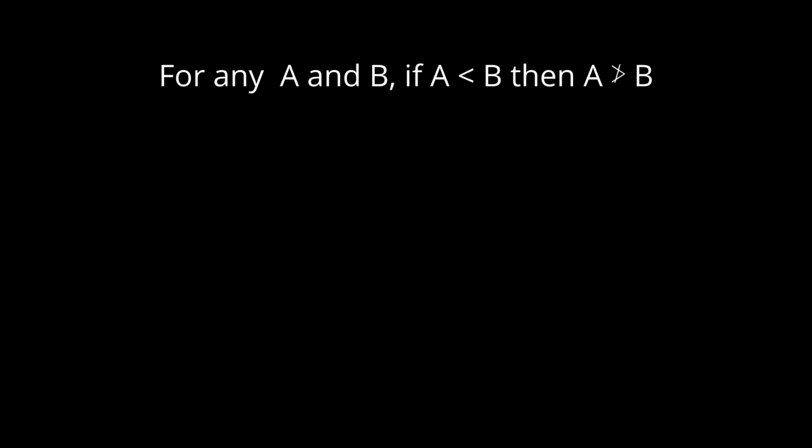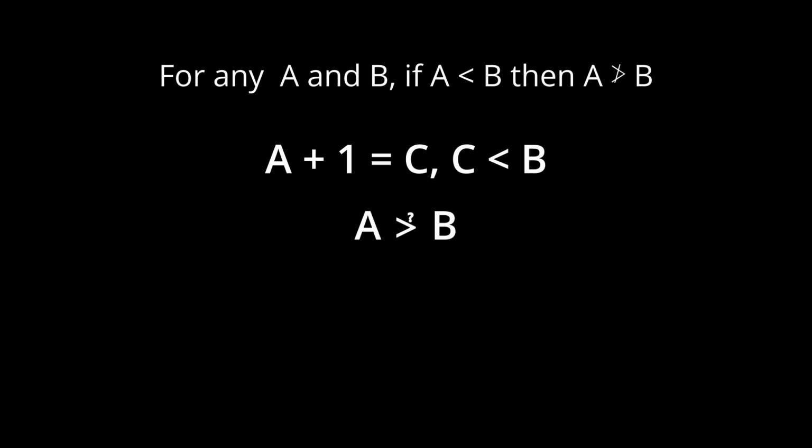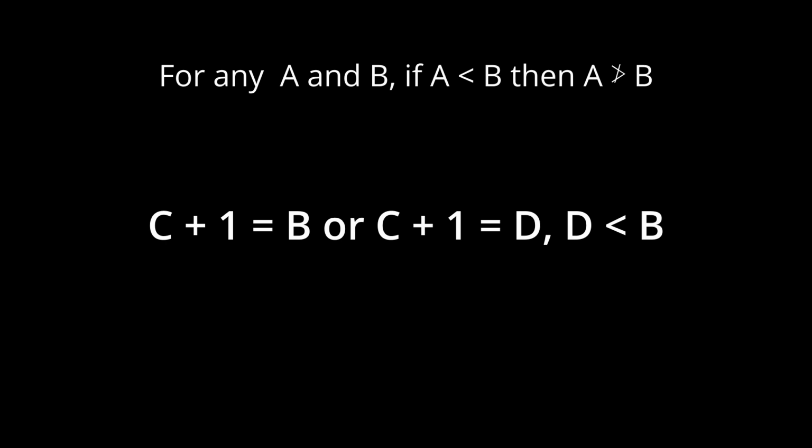The other possibility is that a comes before another number less than b. What would have to be true for a to be more than b in that case? Well, since c is less than b, it's either the number before b or comes before another number less than b.